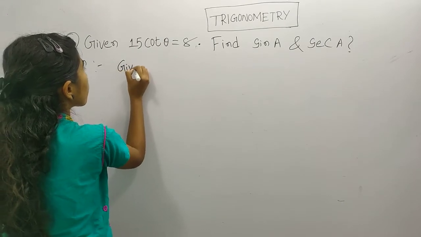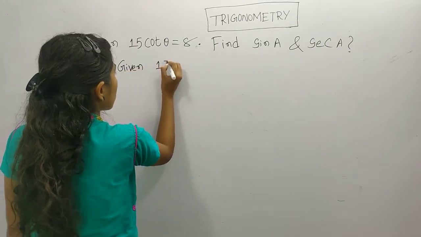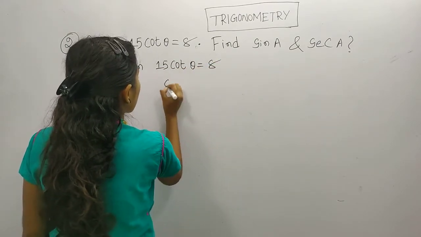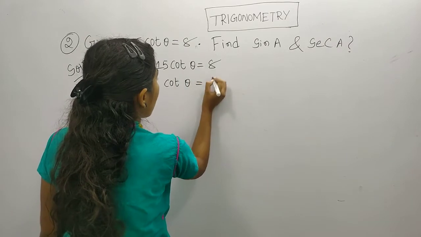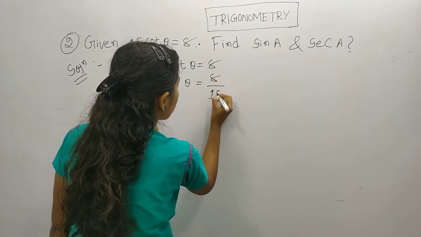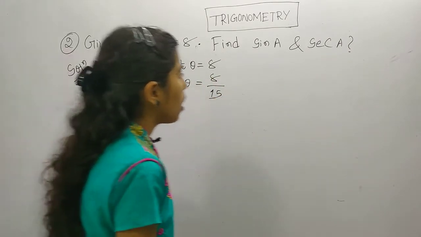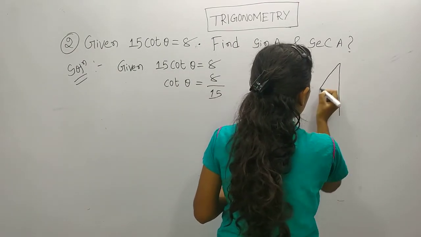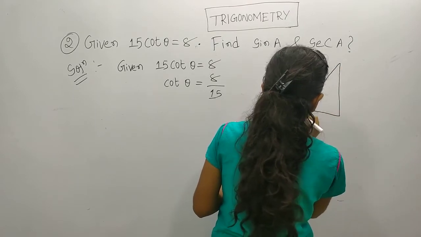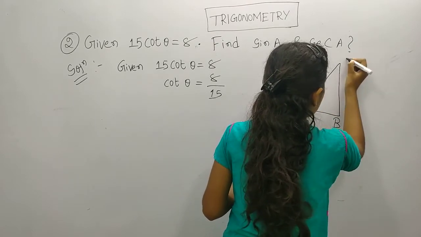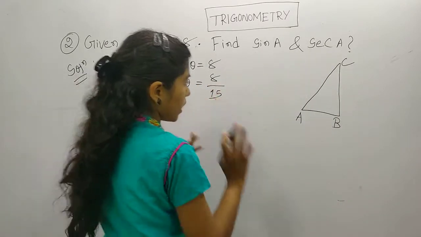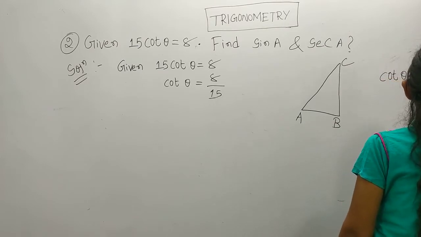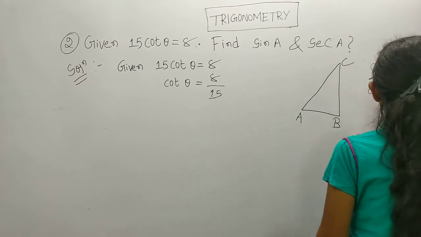So given 15 cot theta equals 8. So what will be the cot theta? 8 by 15. Then we have to draw the triangle to know the sides A, B and C. So here cot theta, what is the cot theta formula? Cot theta equals B by P. We already know this formula.